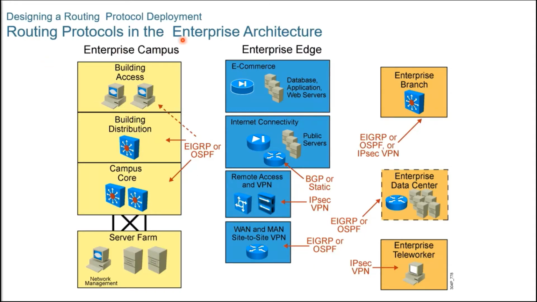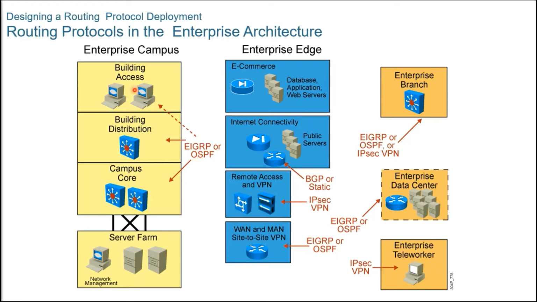Routing protocols in the enterprise architecture. The key point here is that EIGRP and OSPF both adapt quickly to changes and have short convergence times. Therefore, they are suitable for use in the campus core. We just have to remember that EIGRP is running only on Cisco devices. So if you are using hybrid or different vendors, or different brands of routers or network devices on your network, then OSPF is a good choice.